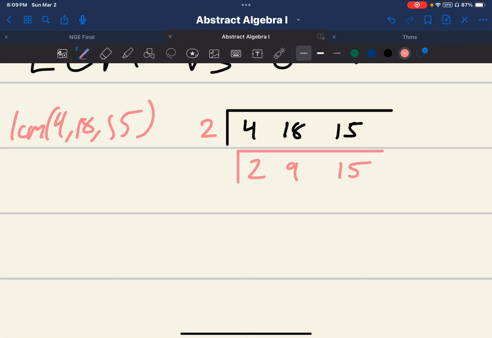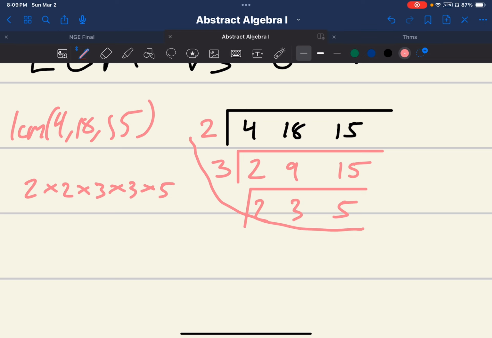And now the goal is to eventually have all of these numbers be prime, right? And so 2 is already there. Yay! And now we're just gonna pull a 3 out. And that's gonna once again leave the 2 alone. And then now we're gonna have 3 and 5, and boom, we're done. This is our answer, believe it or not, because now we have 2 times 2 times 3 times 3 times 5. We just take all of the results here and we're gonna multiply them.